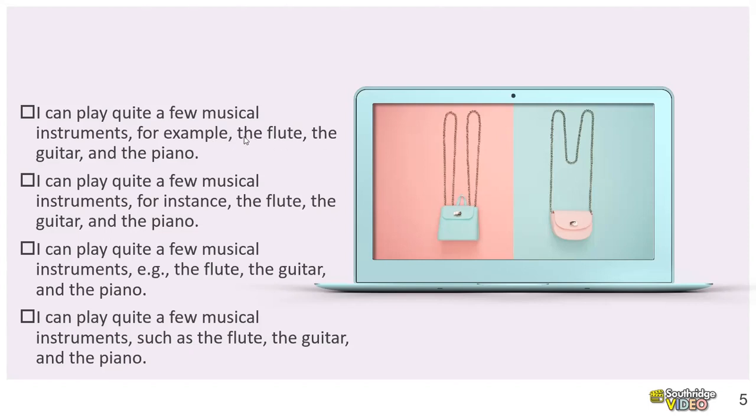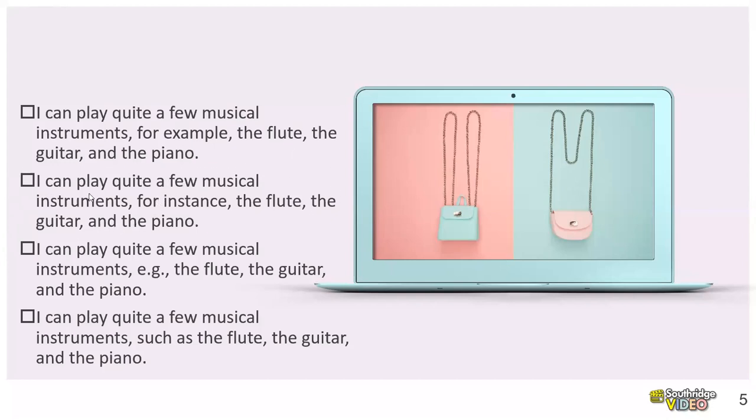And here, how about this one? The flute, the guitar, and the piano: how are the commas placed? When the items are more than two, we put a comma after the first item and then the second item. How about if it is only two items? We don't need to put the comma. That's right. Understand?